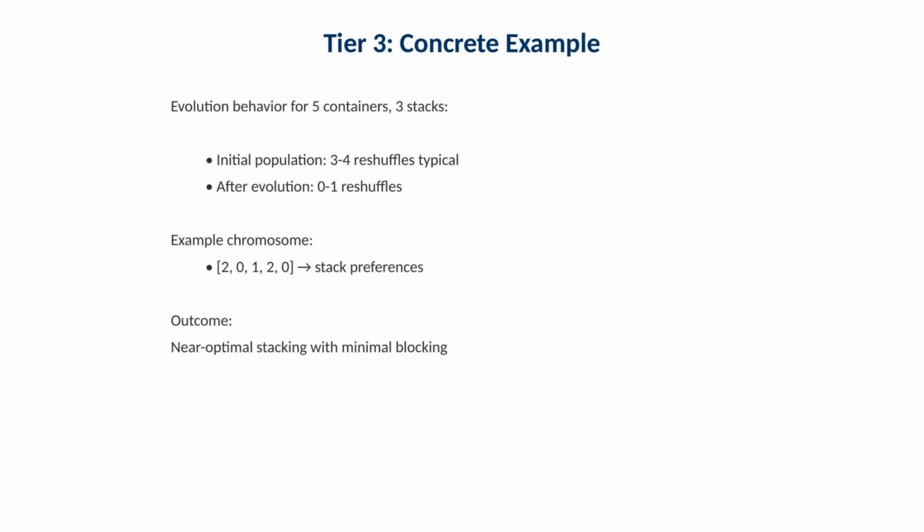In a small demonstration, the genetic algorithm improves configurations over generations, reducing reshuffles compared to random initial rules and often outperforming simple heuristics. The takeaway is that evolutionary search can discover placements that greedy rules miss, especially when multiple objectives conflict under high yard utilization.